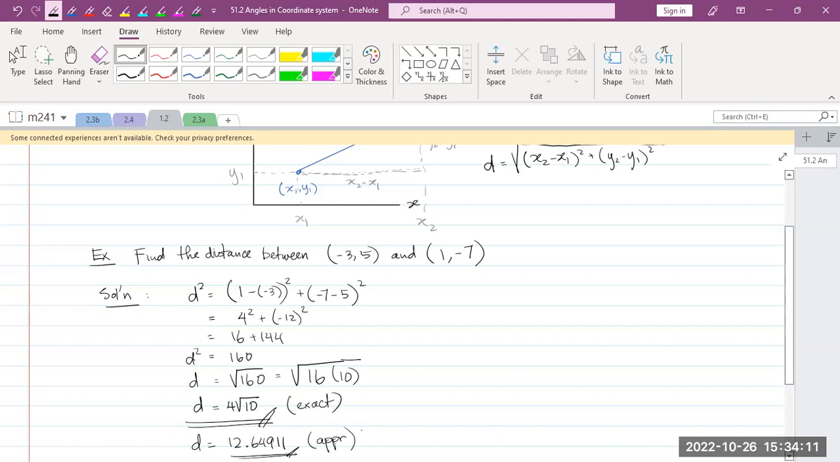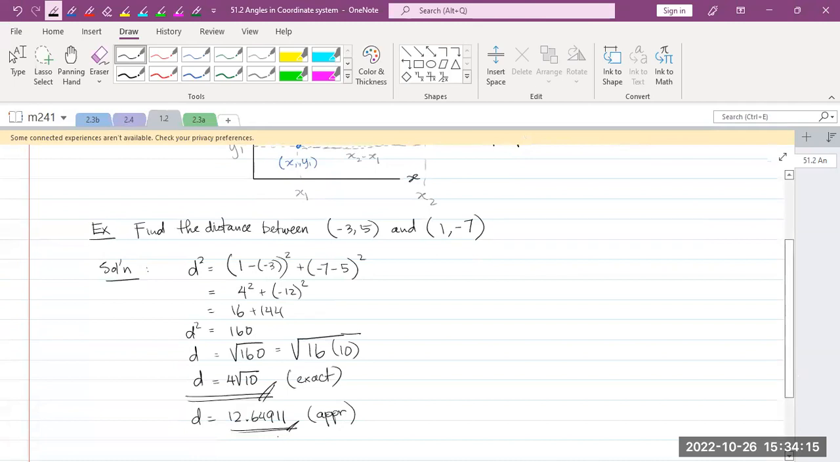Now, please start to differentiate what we mean by compute and simplify. Simplify means you still write it as an exact solution, but in simplified form. In this case, 4 square root of 10. Now that's the distance formula.